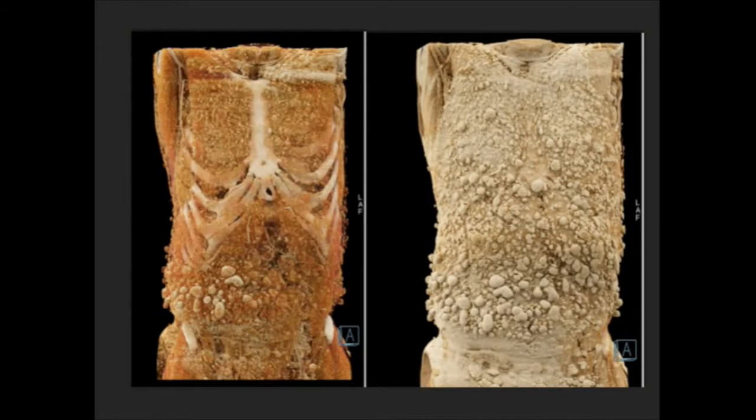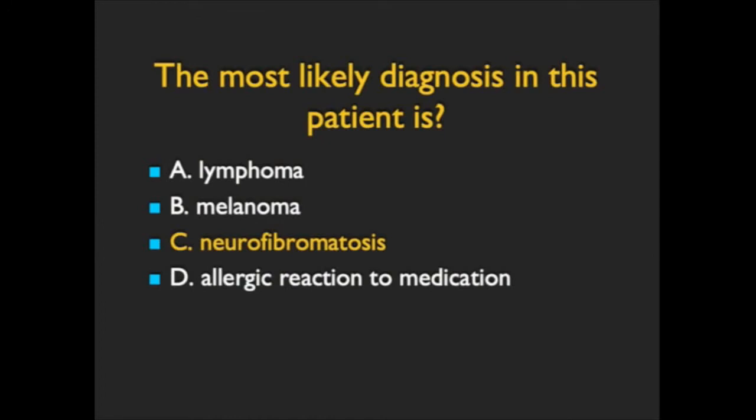This is a classic example of neurofibromatosis. Just a very impressive example. It's interesting how the neurofibromas get compressed around the patient's waistline. Kind of interesting.